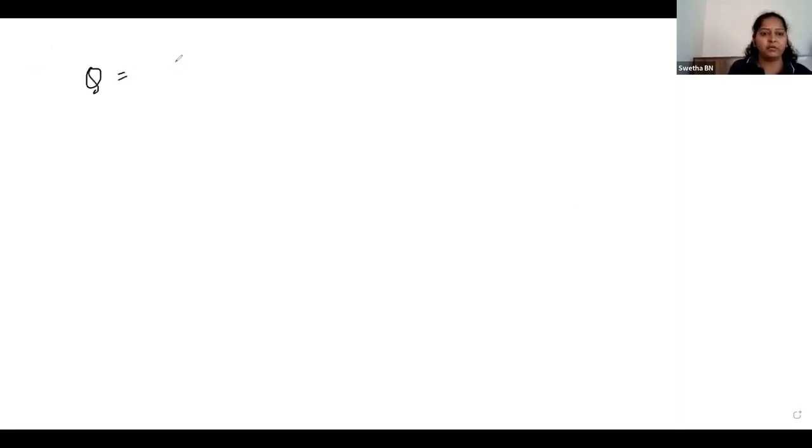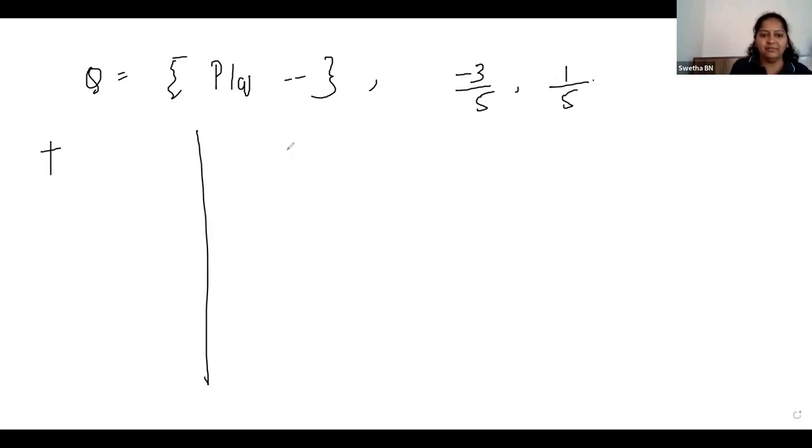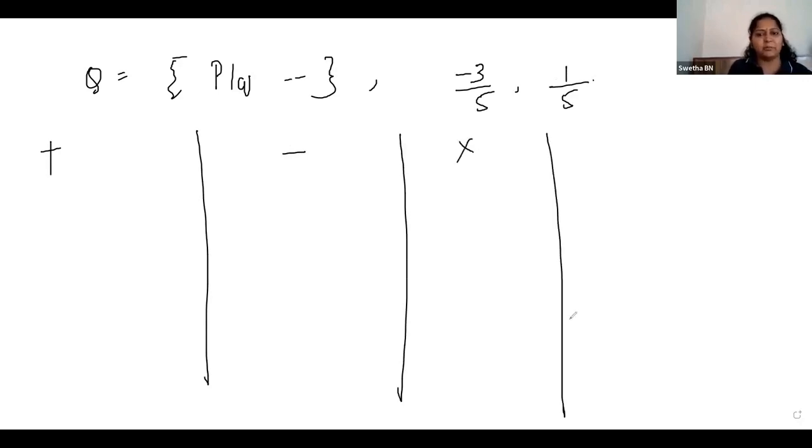So Q is the set of numbers in p by q form, right? So I will take any two numbers, take -3/5 and 1/5. Okay. So let us do addition, subtraction, multiply. So for everything there is one rule. What do we do in closure property? We just do addition, subtraction, multiplication, division. And we just check whether the answer we got is in that set or not. Understood, children?